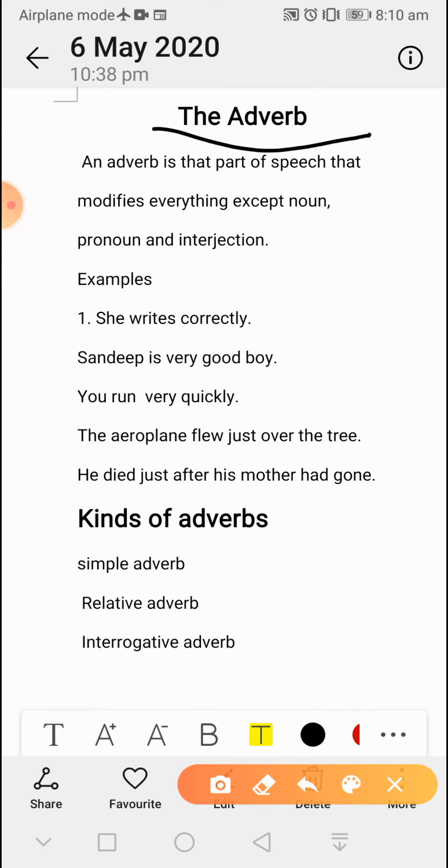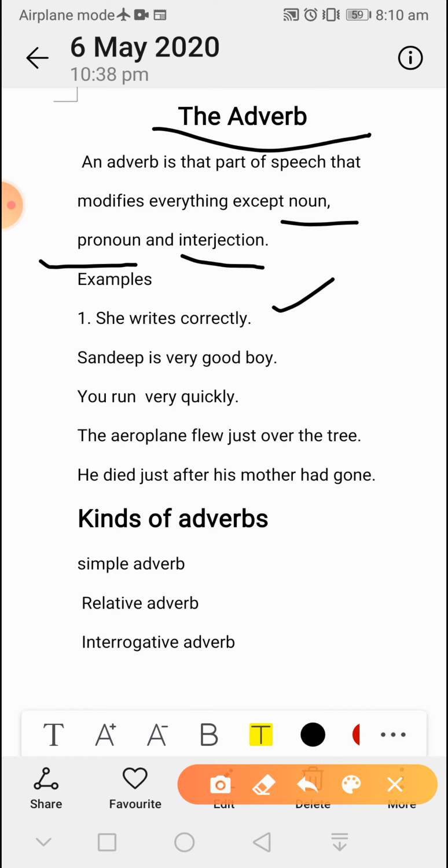So let us start. Actually, an adverb is that part of speech that modifies everything except noun, pronoun and interjection. Now let us see how meaningful the definition is. Let us see the first example.